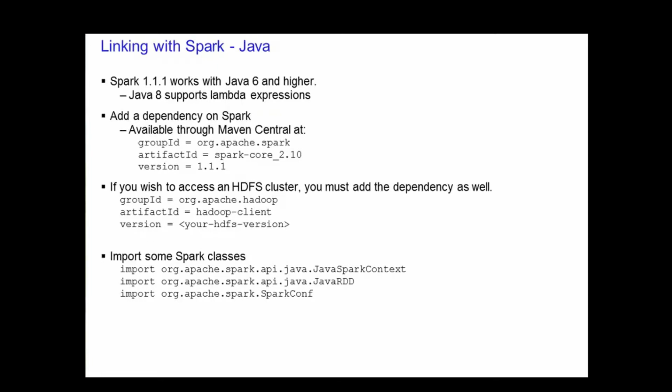Spark 1.1.1 works with Java 6 and higher. If you are using Java 8, Spark supports lambda expressions for concisely writing functions. Otherwise, you can use the org.apache.spark.api.java.function package with older Java versions. As with Scala, you need to set up a dependency on Spark, which is available through Maven Central. If you wish to access an HDFS cluster, you must add that dependency there as well. Last but not least, you need to import some Spark classes.